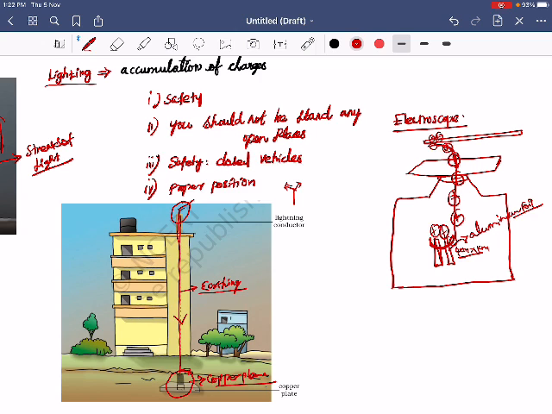So what will happen? Here also the same charges, here also the same charges, so they will repel each other. When the same kind of charges are passed to the same kind of material, repulsion is possible.